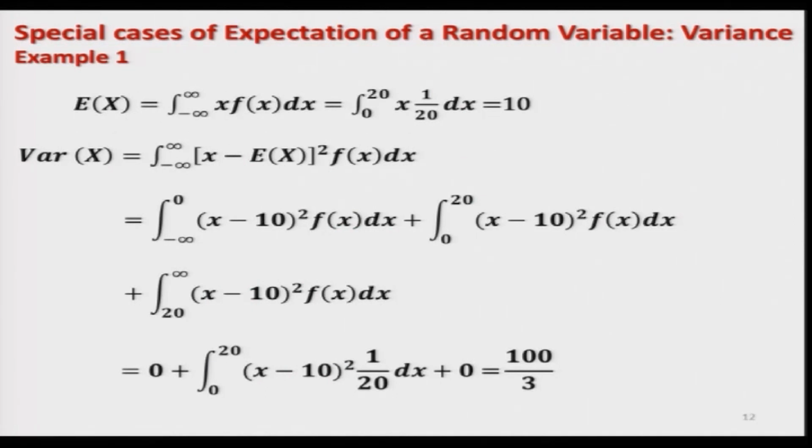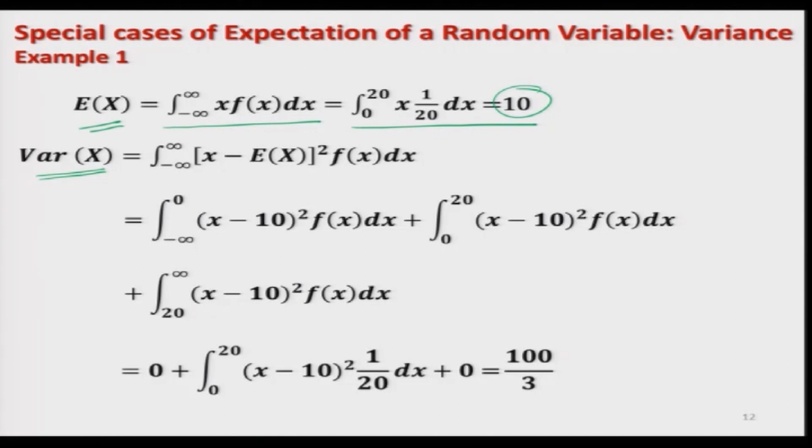So, you see it is very simple, that expected value of x is going to be simply integral of minus infinity to infinity x into f x dx, which will become integral 0 to 20 x into 1 upon 20, which is f x dx, and in case you try to solve it, this will come out to be 10.